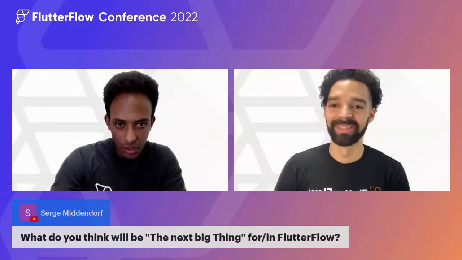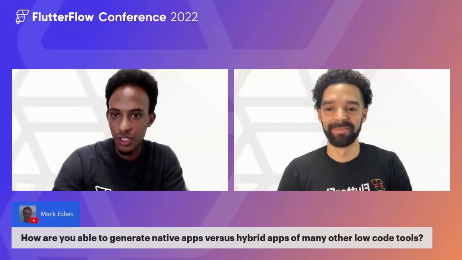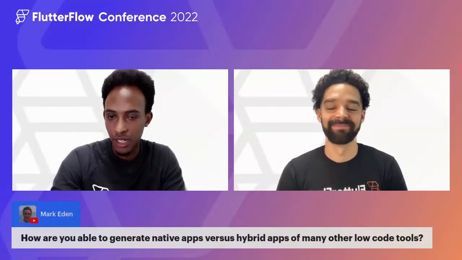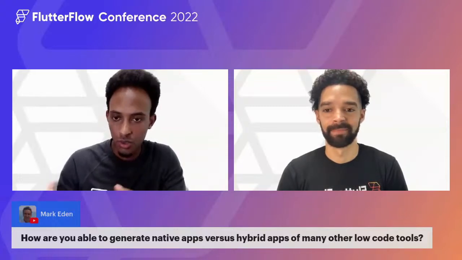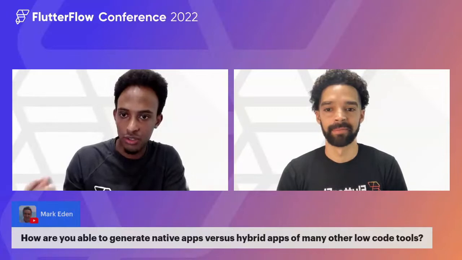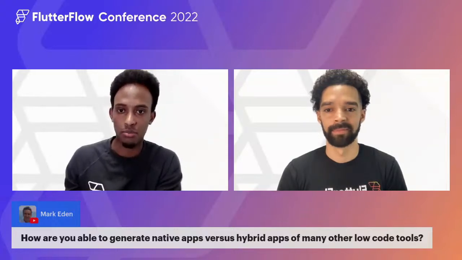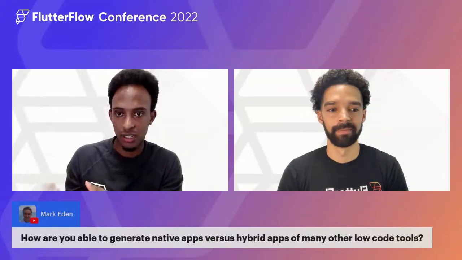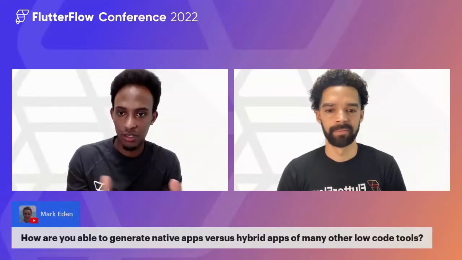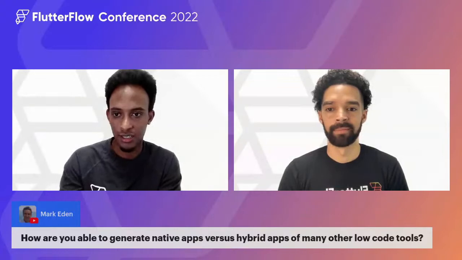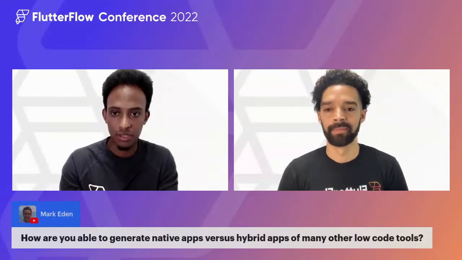Okay, so there's a question: how are you able to generate native apps versus hybrid apps? There's no secret. It is Flutter that we're building on top of that allows us to do this. Flutter is a Google-based SDK that is open source and available for free. It allows you to build applications from one code base that can run natively on desktop and mobile: on Android, iOS, Windows, macOS, Linux, but it also compiles to JavaScript that can run on web.